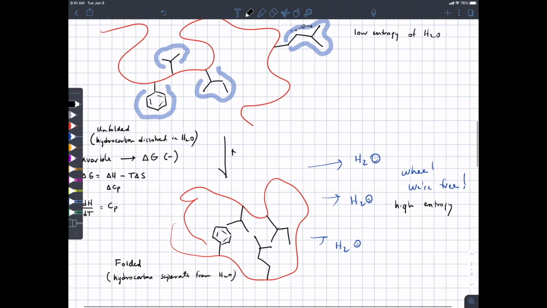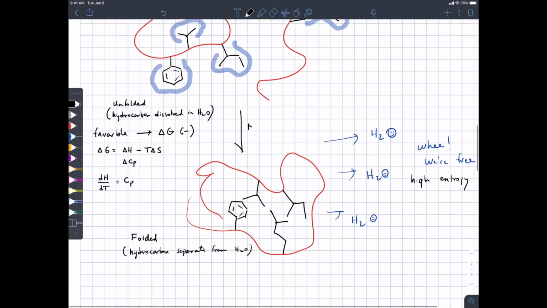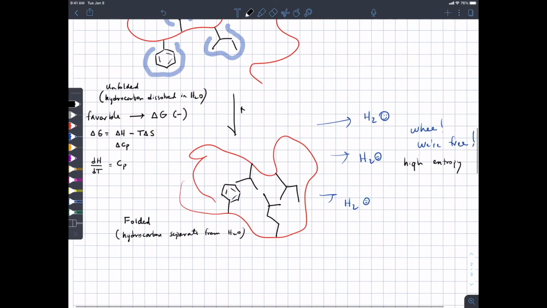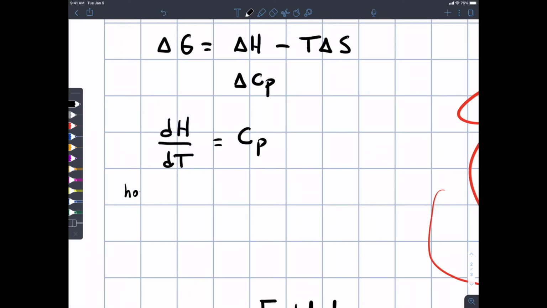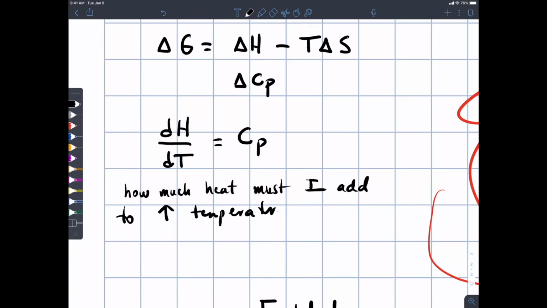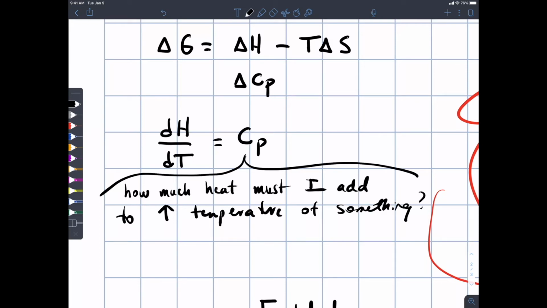So let's examine what an alternative way of thinking about heat capacity is. How much heat must I add to increase the temperature of something? Okay, fine. You've maybe learned in junior high or high school that water has a high heat capacity. But let's examine that further, shall we?